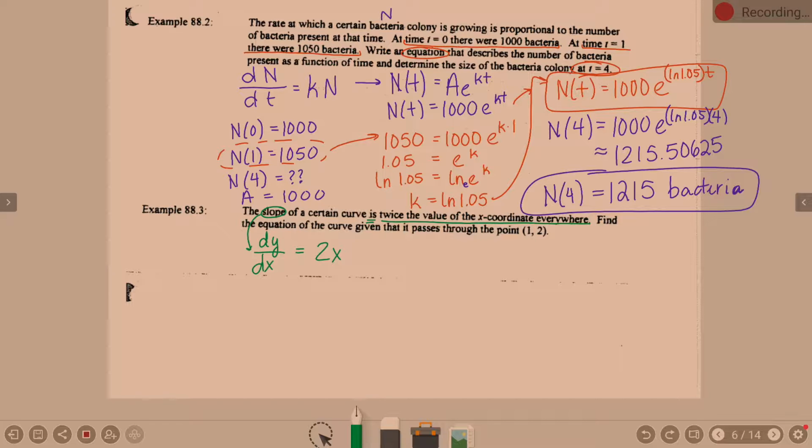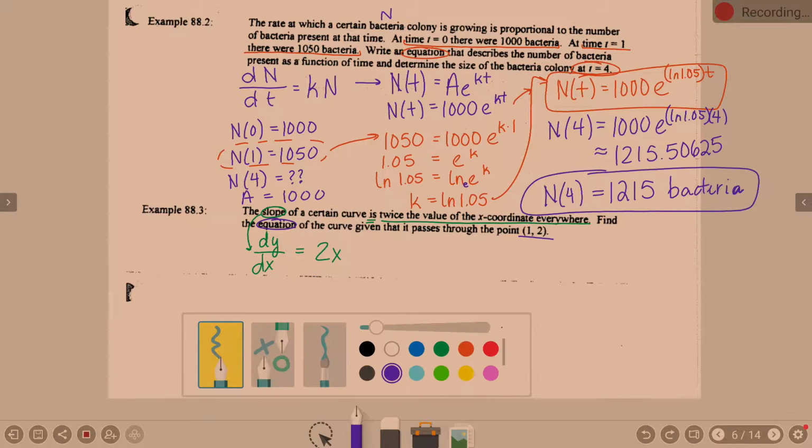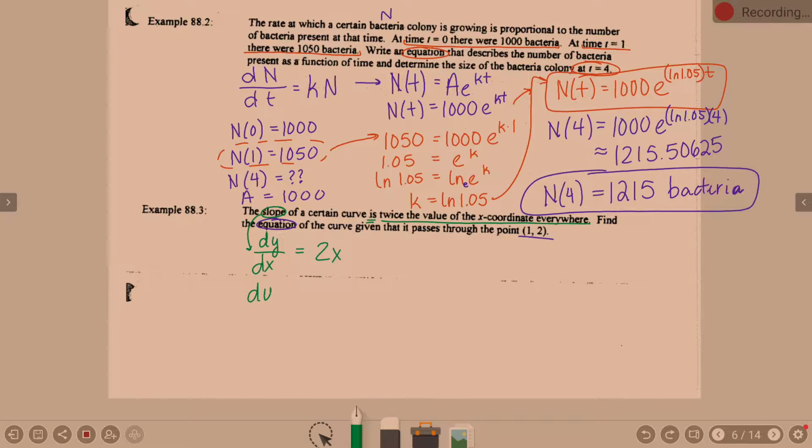So we're being asked to find the equation as it passes through (1, 2). Well, what are we going to do to find the equation here? Is this like the very first example? Yep, back to the very first example where we are going to want to integrate. Before we integrate, we need to separate x and y. So I want all the y's on one side, x's on the other side. I'm going to keep my dy here and multiply dx to the other side and make it 2x dx.